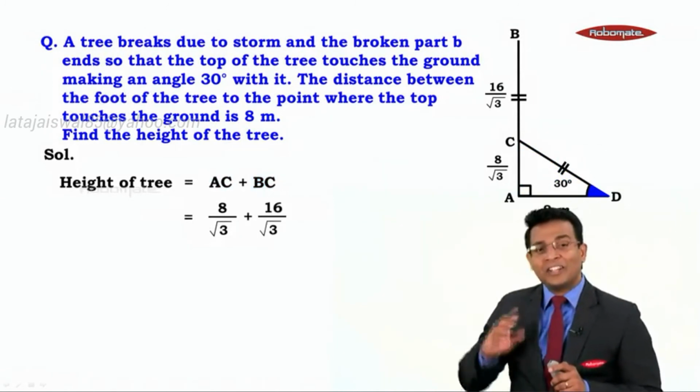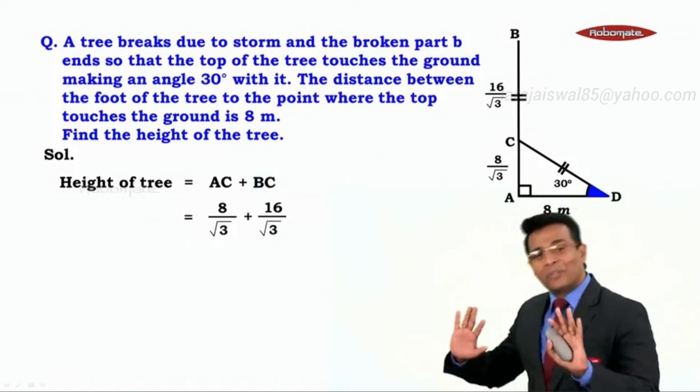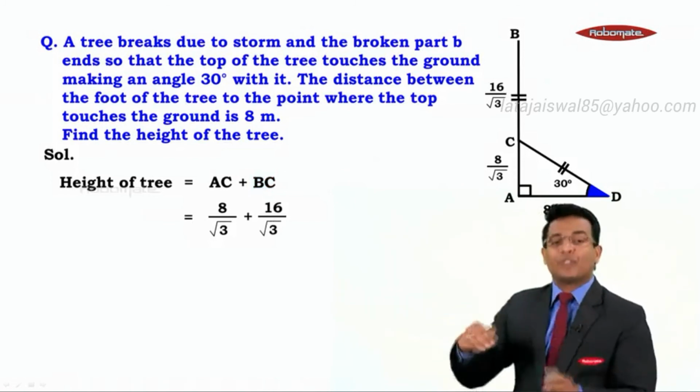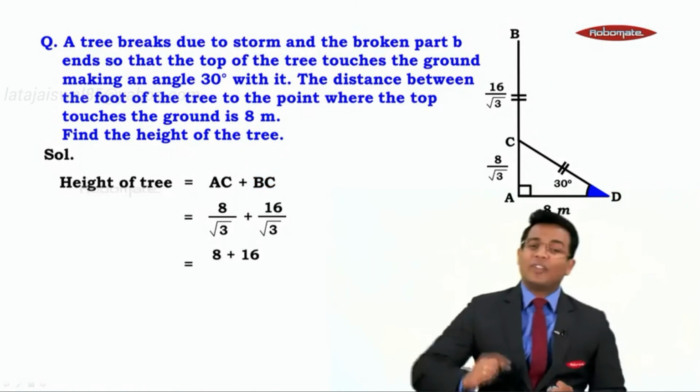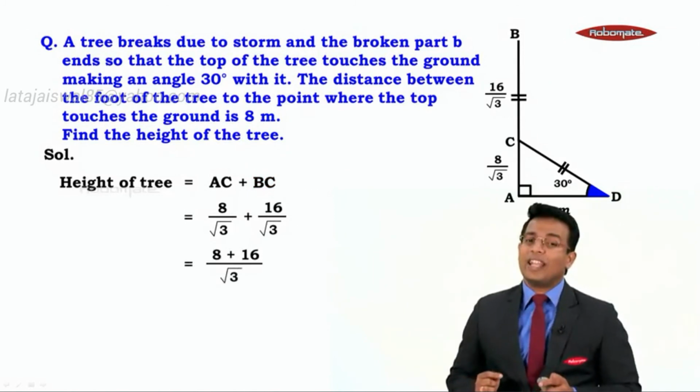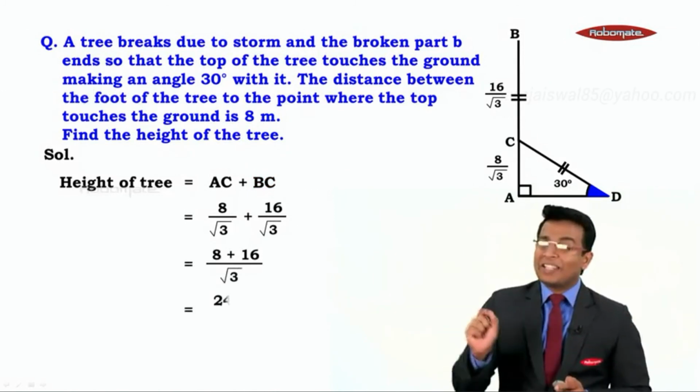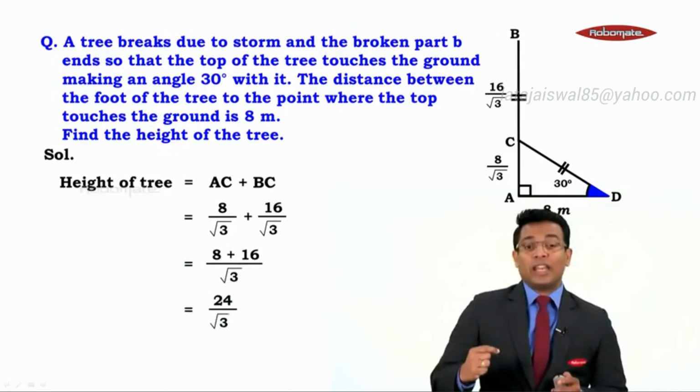Now you know what? That is why I said don't rationalize. Let's see what values we have got. Both the denominators are the same. So let's add it now. So what do we get here? We get 8 plus 16 upon root 3. Right? So 8 plus 16 is 24, so 24 upon root 3.